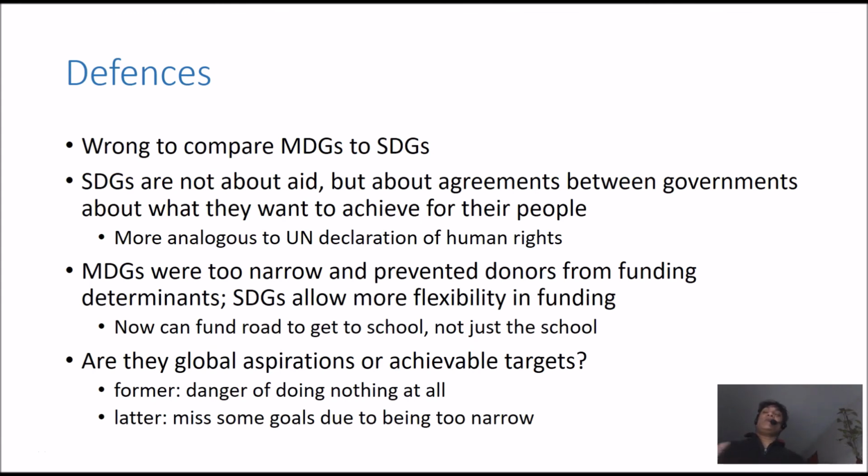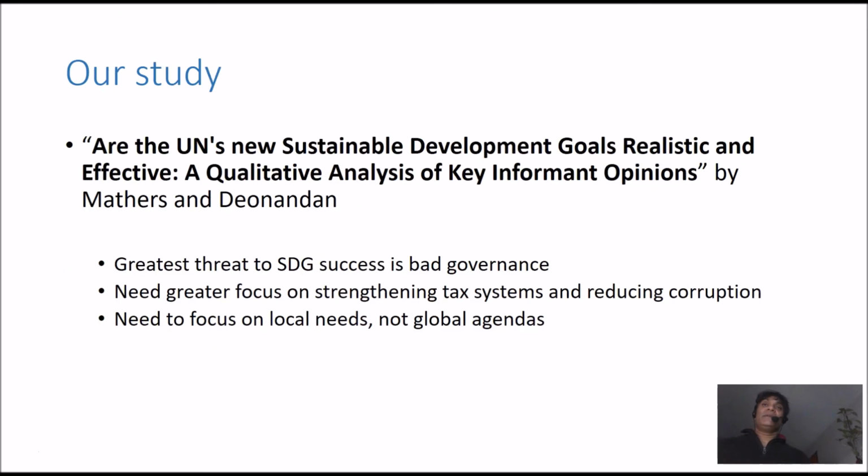So are they good or are they bad? Well, if we have global aspirations that are vague and fuzzy, then maybe people don't do anything at all. On the other hand, if they're too narrow with achievable targets, then maybe we miss out getting those targets. So we have to have a balance between the vague and the specific, and we'll have to wait and see if the SDGs actually strike that balance.